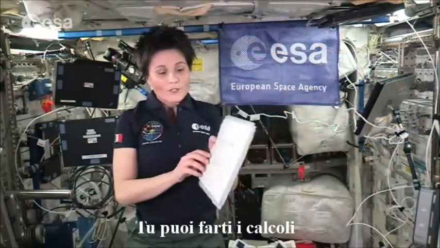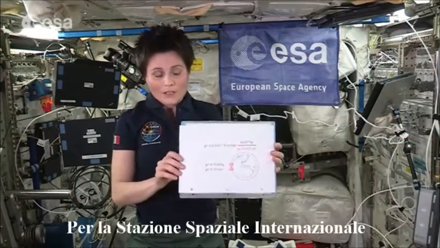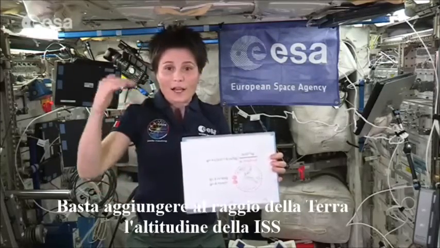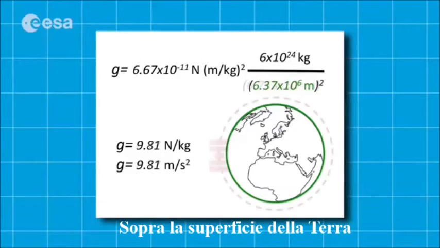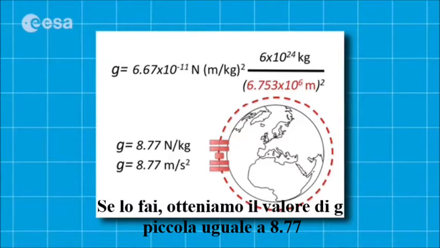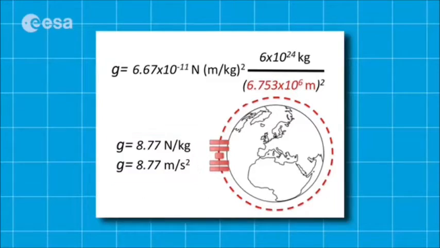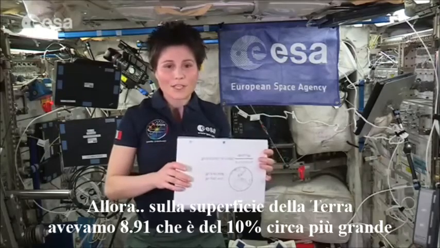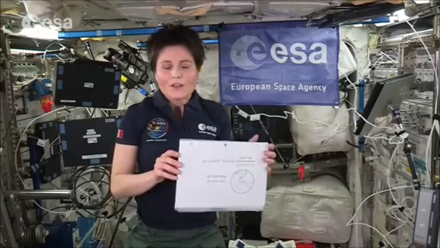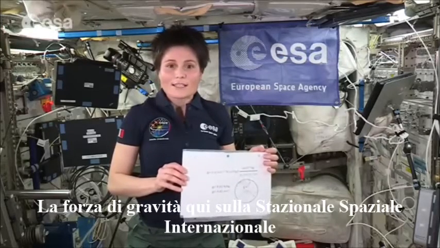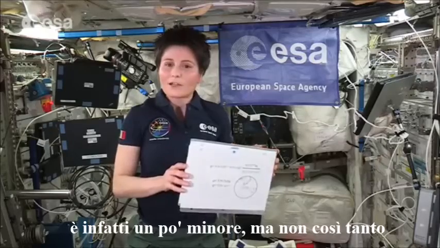You can make your own calculations for the International Space Station. Just add to the radius of the Earth the altitude of the ISS above the surface of the Earth, which is about 400,000 meters. If we do that, we get a value for small g roughly equal to 8.7. So on the surface of the Earth, we had 9.81, which is about 10% bigger. So the force of gravity, the pull of gravity here up on the International Space Station is indeed a little bit smaller, but not that much.